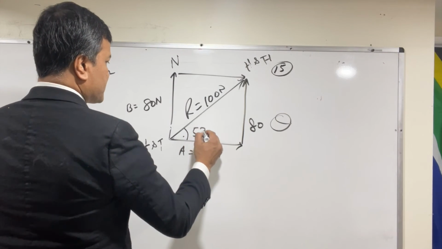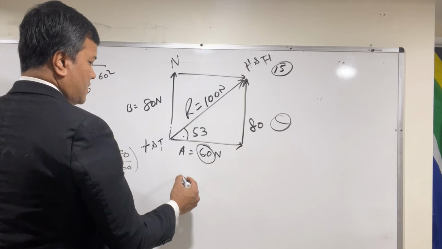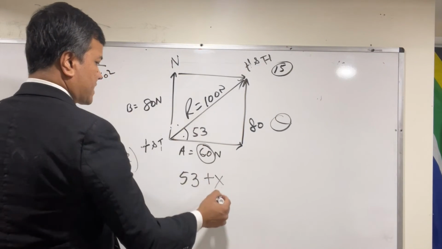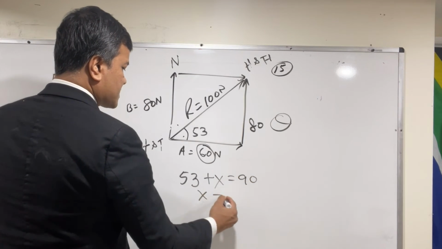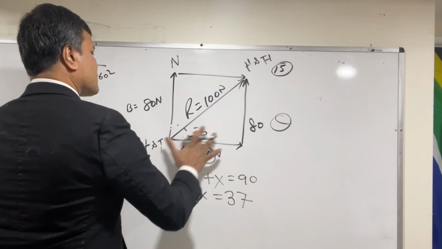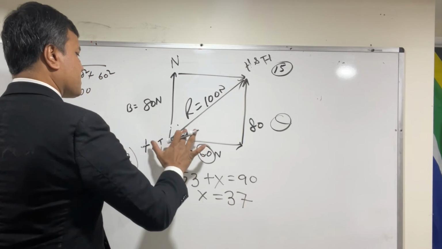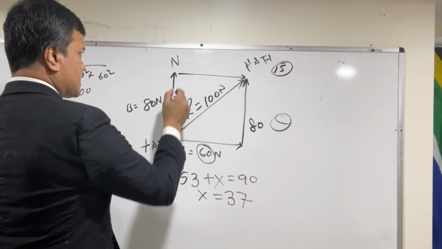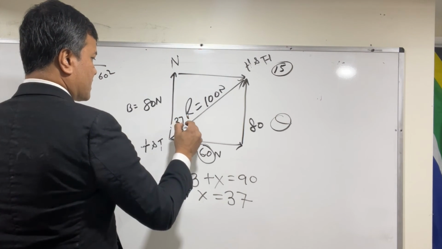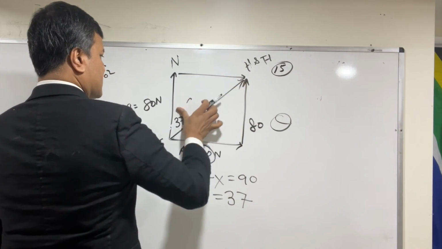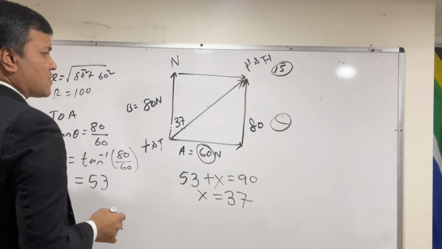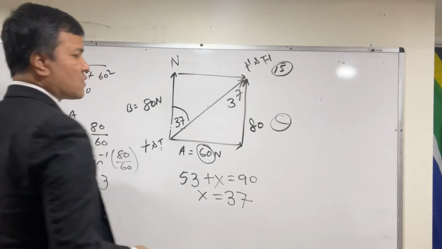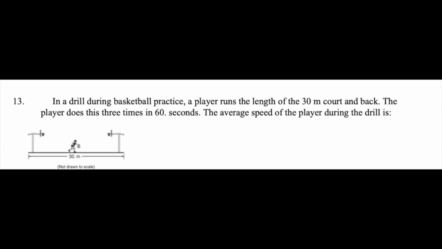If this is 53, then 53 plus x, this is x, is equal to 90. So x is equal to 37. So I don't even want you to show me this, because that's not what I want. I want the resultant and north. So this is resultant, this is north, and this is 37. Okay, and that's it. That's all I want. I don't want even the size of the resultant. Even if you write 37 over here, that's also okay.